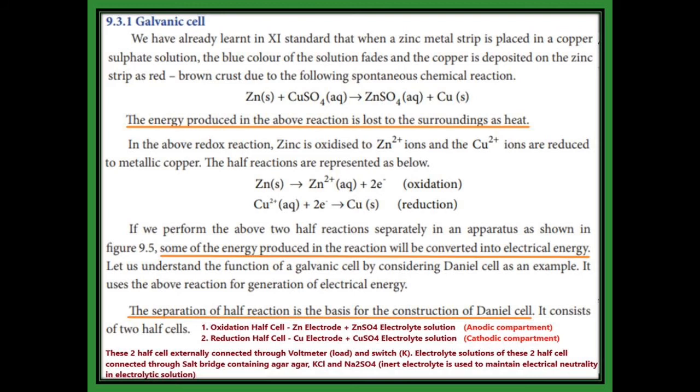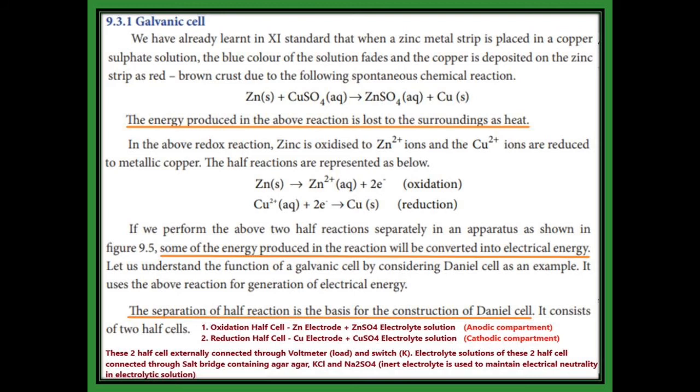Cathodic compartment means it contains copper electrode and copper sulfate solution. An anodic compartment is called oxidation because in the anodic compartment it loses 2 electrons, and in the cathodic compartment it gains 2 electrons, so it is called the reduction cell. Gaining of electrons is called reduction.